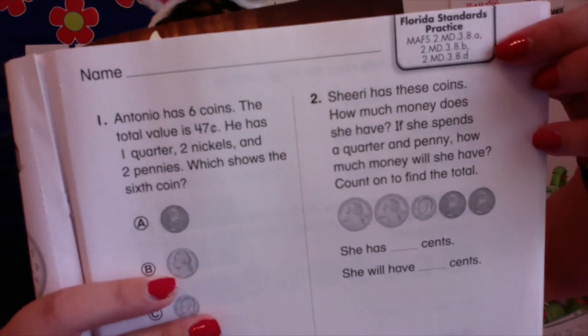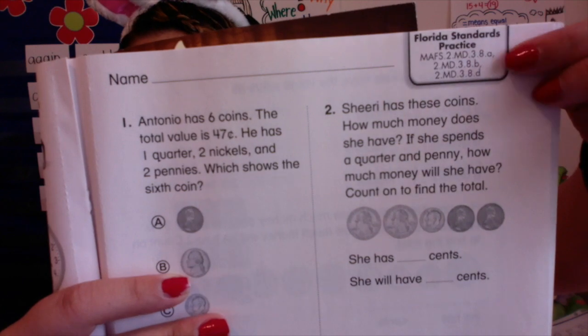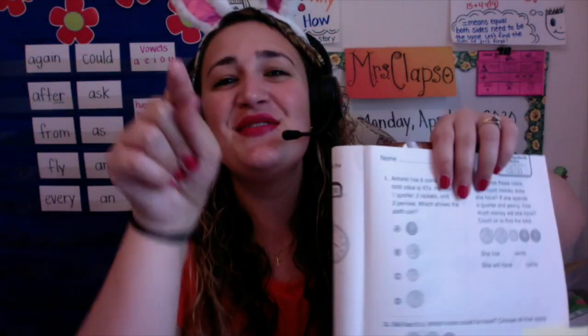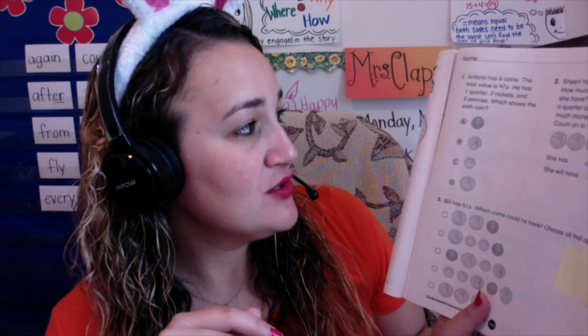Day 4, you're looking at MD 3.8 A, B, D. And it looks like this. It's a little tricky up here because it has 3 of them. MD 3.8 A, B, D. And this has to do with money. And I know your parents can help you with money because you deal with it every single day. So you have to know how to identify the coin.